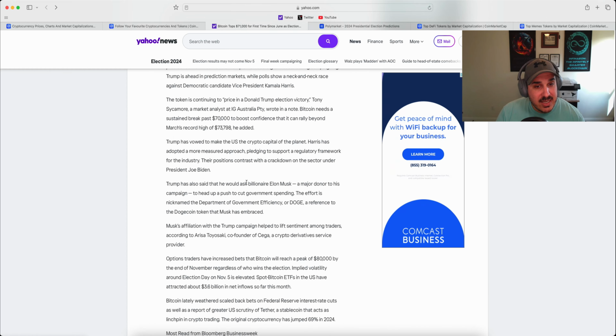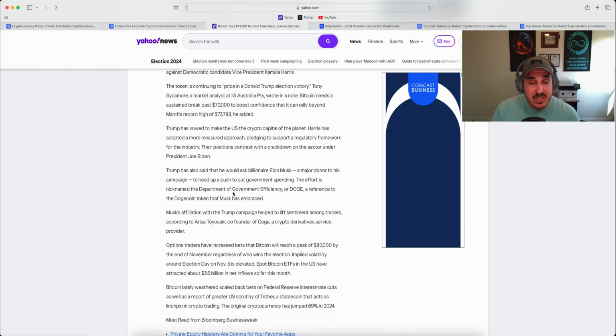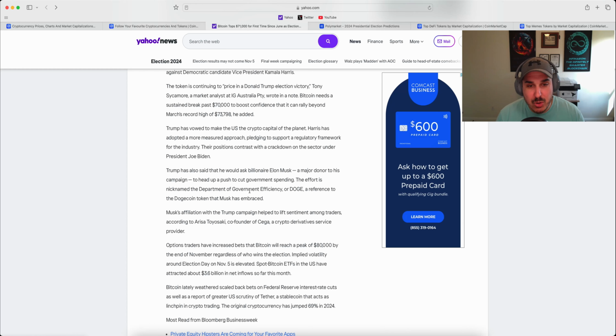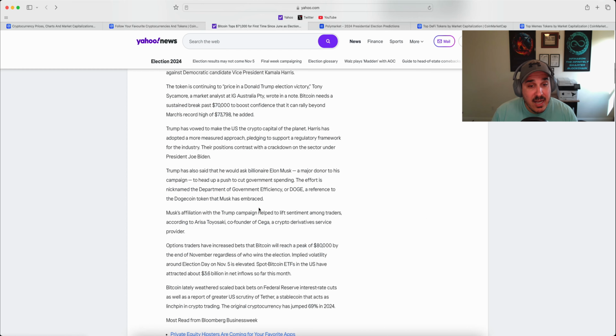He's also said that he's going to ask billionaire Elon Musk, a major donor to his campaign, to head up efforts to cut government spending. Obviously, Elon Musk being involved with anything, he's a huge proponent of crypto, and anyone in crypto loves to see him involved in whatever this administration may bring. And then Musk's affiliation with the Trump campaign helped to lift sentiment among traders.